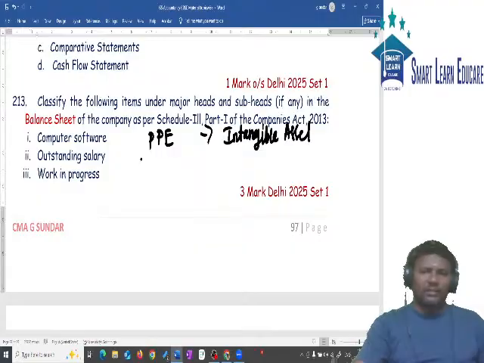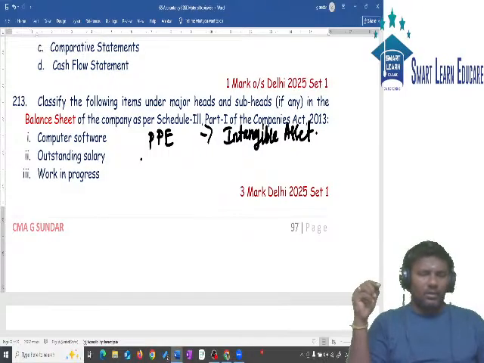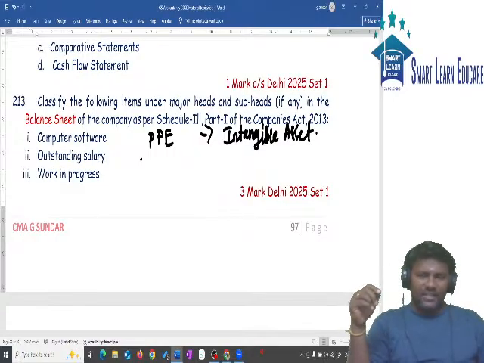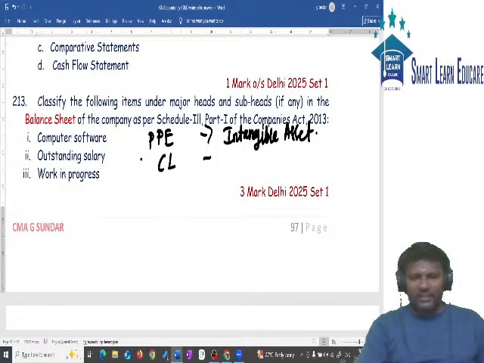It is intangible asset. Outstanding salary, second one. I told you specifically, outstanding salary. Can you tell me where outstanding salary will come? Current liability, and in that, other current liability.